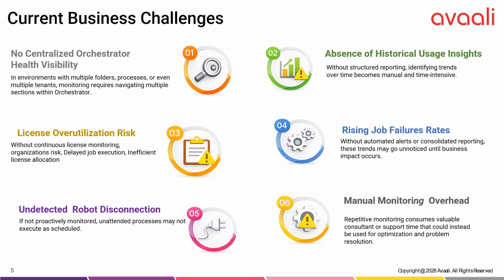Absence of historical usage insights. While Orchestrator provides logs and job data, deriving meaningful historical patterns requires exporting or analyzing data separately. Without structured reporting, identifying trends over time becomes manual and time intensive.